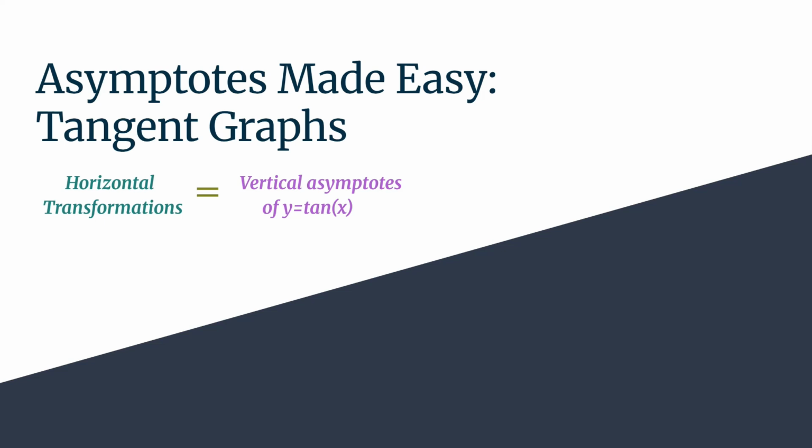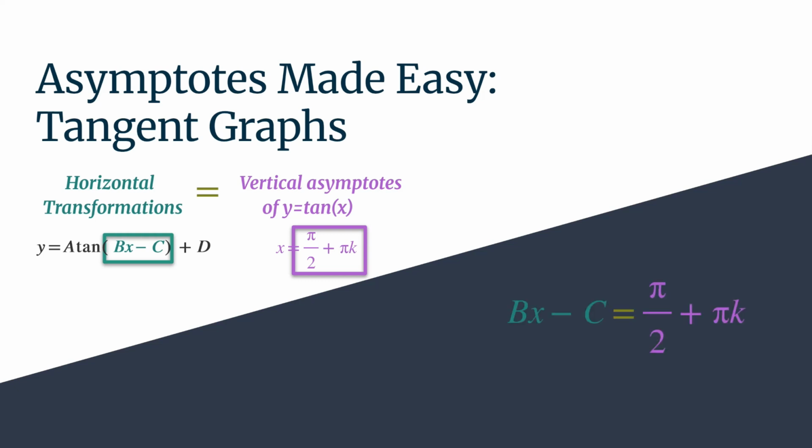All right, so just a little bit more detail here. You'll get your horizontal transformations from the equation. They're the inputs in the tangent function, or whatever's in the parentheses. So here it's shown as bx minus c. You'll take that and you'll set it equal to the vertical asymptotes of tangent x, and those happen at pi over 2 plus pi k, where k is an integer. So that'll show up like this: bx minus c equal to pi over 2 plus pi k. And all you'll have to do then is solve.